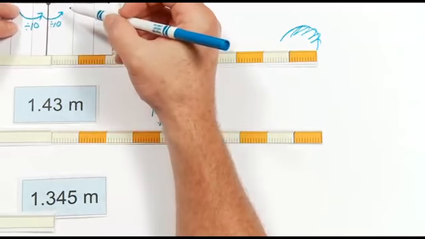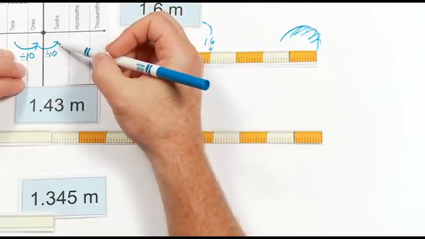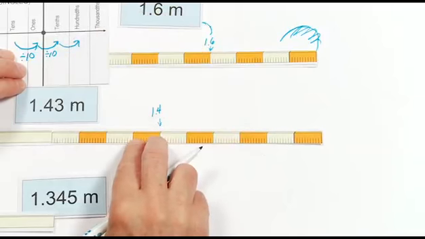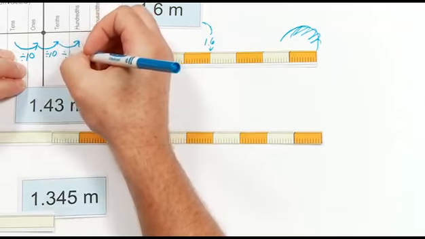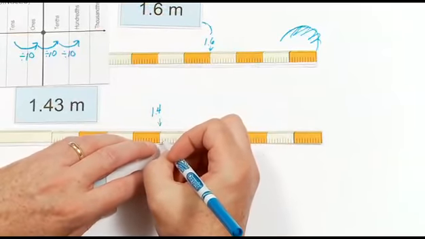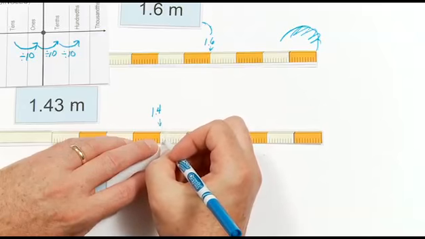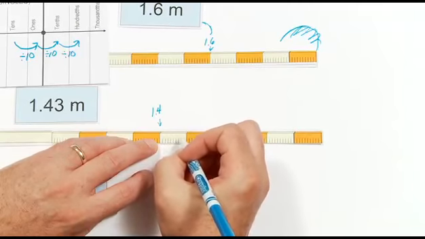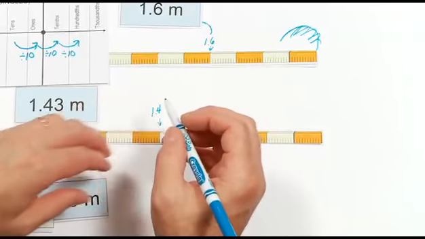Well, when I go from my tenths column, let me move this down a little bit, when I go from my tenths column to my hundredths, again, I have to take that tenth here, and I have to divide it by 10. And when I do that, I get hundredths. 1, 2, 3, 4, 5, 6, 7, 8, 9, 10. I have 10 hundredths in 1/10.